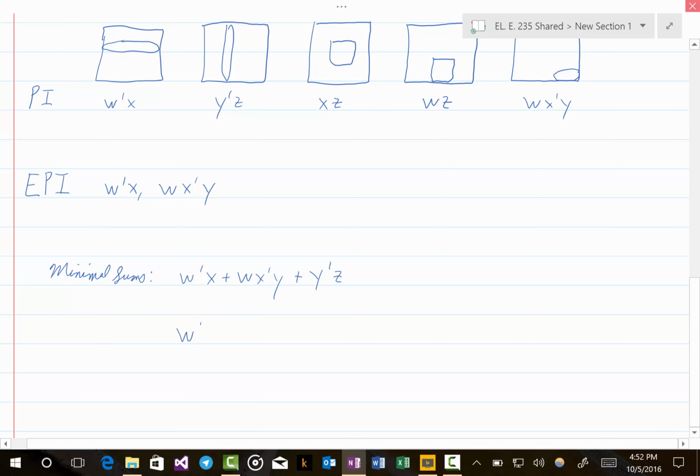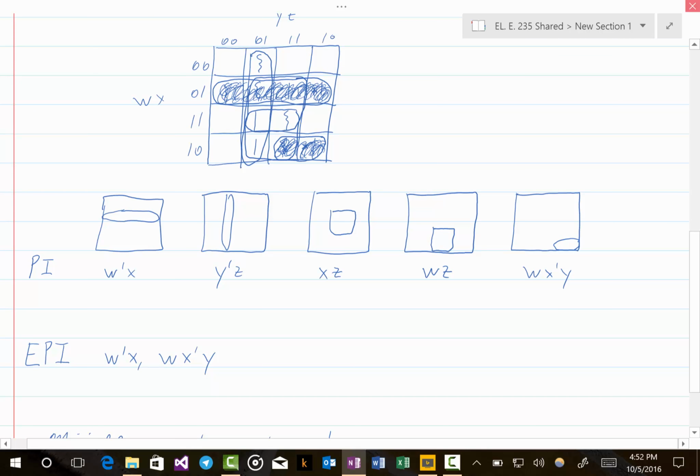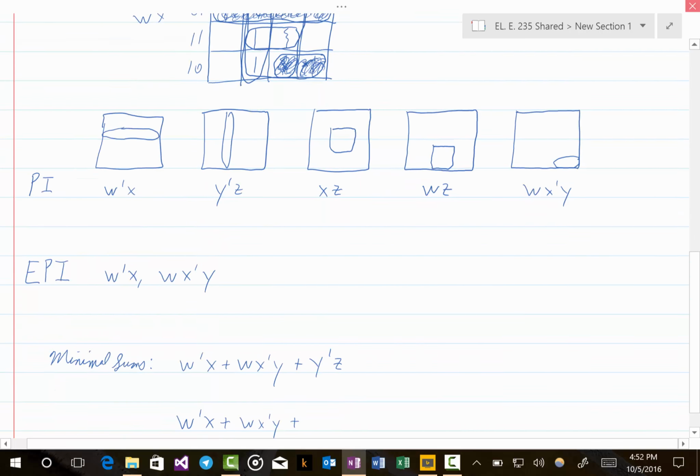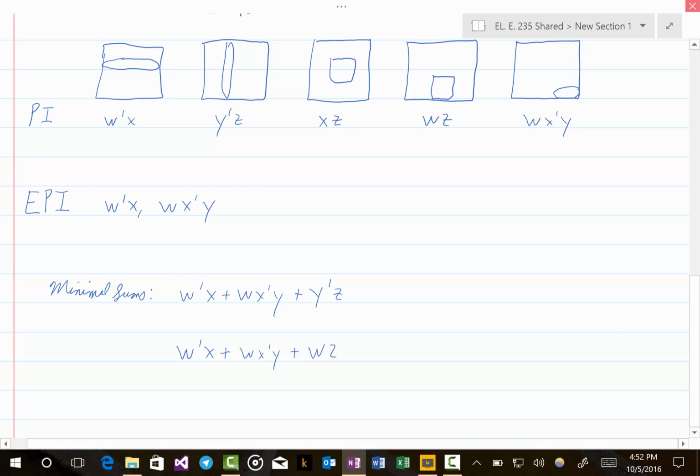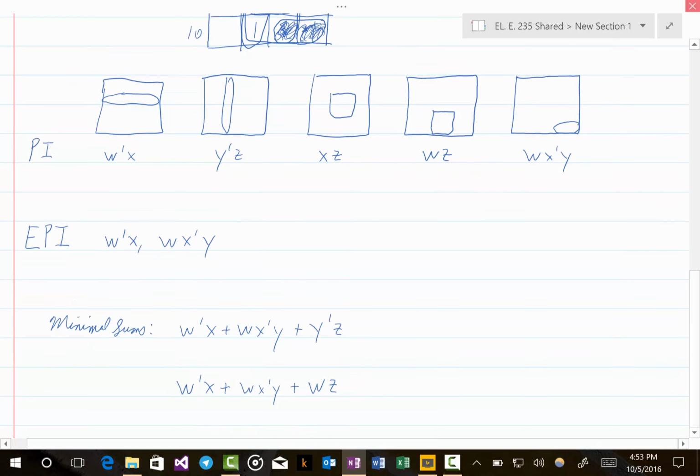And remember, again, we always start with what's essential. So we have W prime X or WX prime Y. And now another way that we could capture these two 1 cells would be through the inclusion of this grouping of 4 down here at the bottom, which is, as we can see from our sketches, WZ. And notice that both of these sums have the same number of literals, so both of them are minimal. Neither one is preferable to the other because they both have the same number of literals.